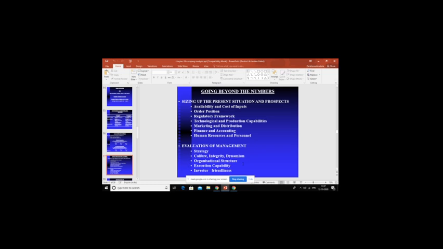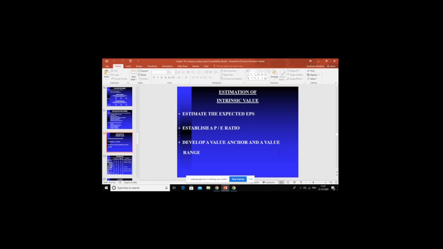Okay, caliber, integrity, dynamism, all this kind of soft aspects also you can analyze. Then organizational structure, then execution capability, investor friendliness, all these parameters also you can evaluate. Now next is intrinsic value. Yes, we already talked about that through PE ratio, and comparing PE ratio with the market price, you can find out undervaluation or overvaluation.